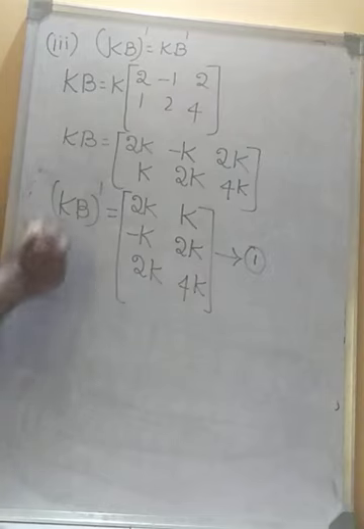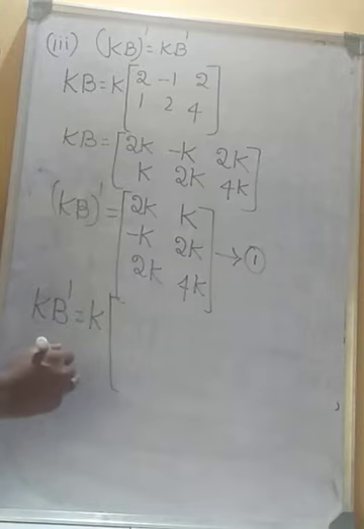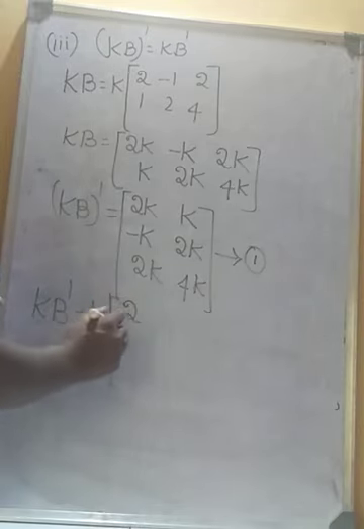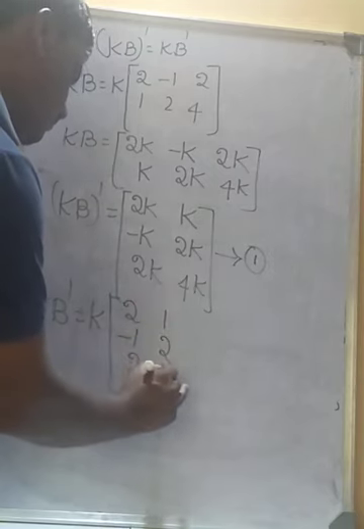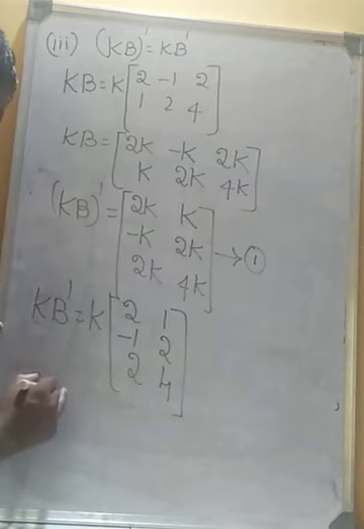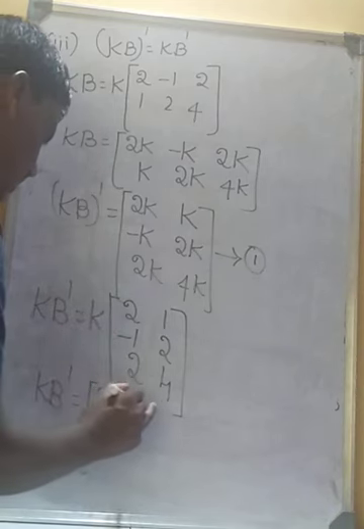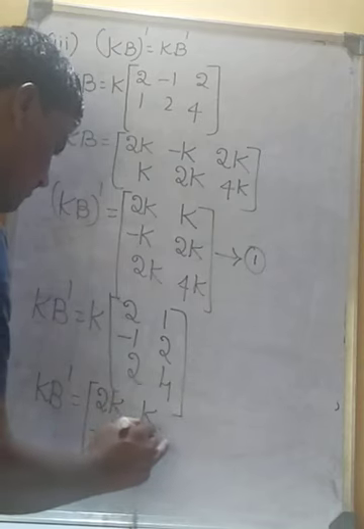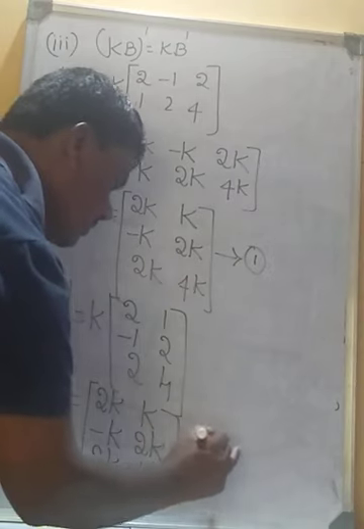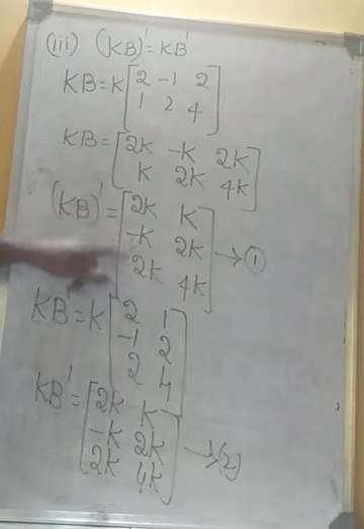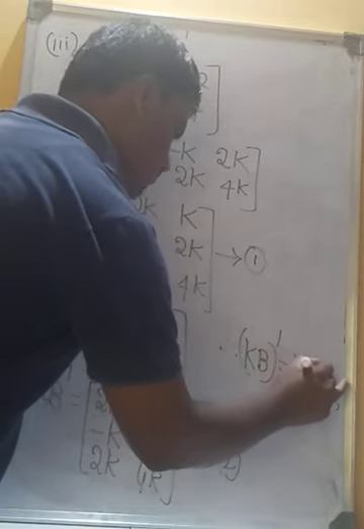The next, write K B dash. Write K B dash elements, you know, that is first row elements 2 minus 1 2 can be written as first column 2 minus 1 2. The next second row elements 1 2 4, write in second column. Therefore KB dash is equal to again multiply by K: K into 2, 2K; K into 1, K; minus 1 into K, minus K; K into 2, 2K; again K into 2, 2K; K into 4, 4K. So called as equation number 2. From equation 1 and 2 we have KB whole dash is equal to KB dash.